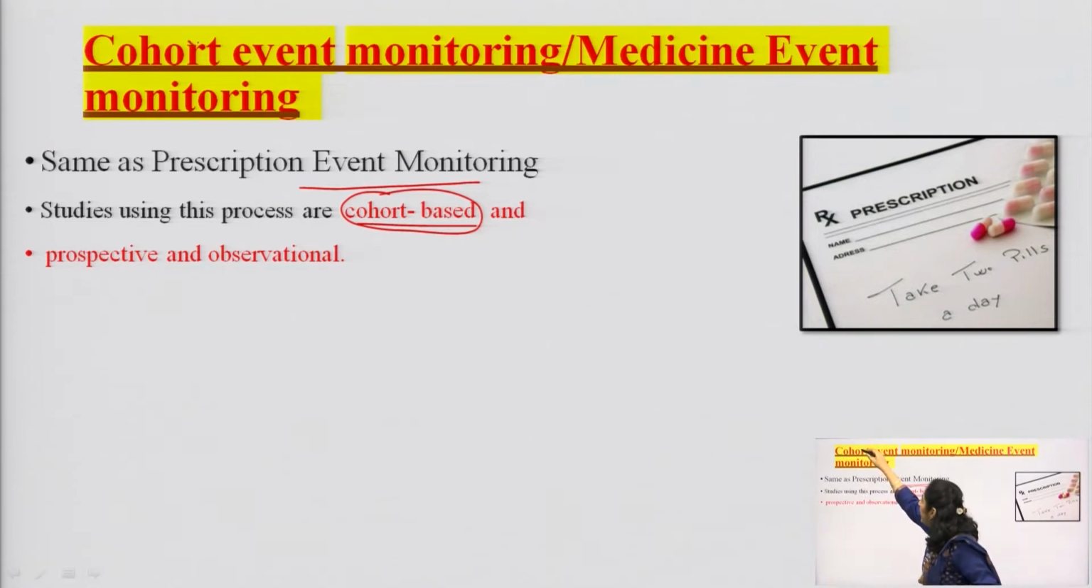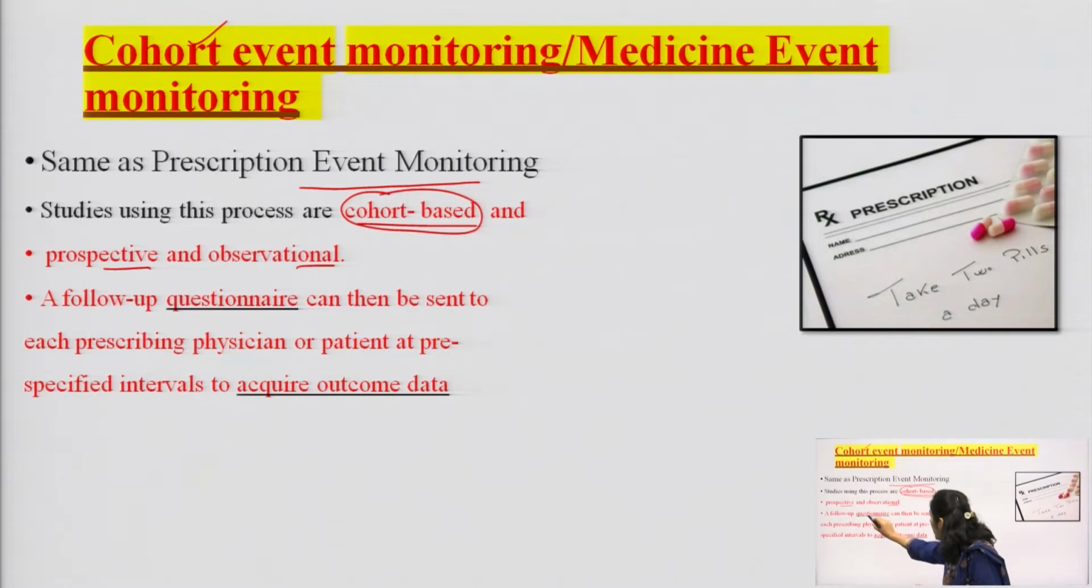So, studies are cohort based. The name is cohort here, and it is prospective. Prospective means follow up, and it is observational. मतलब person is only observing. जो रिपोर्टर है वो सिर्फ ऑब्जर्व कर रहा है जो डॉक्टर ने मेडिसिन दिया है. A follow-up questionnaire can then be sent to every either physician or to a patient at pre-specified intervals to acquire the data. हमारा मेन एम क्या है? डाटा कलेक्ट करना है. किसके बारे में डाटा कलेक्ट करना है? Regarding some safety concerns, regarding some bad effects of the drugs.